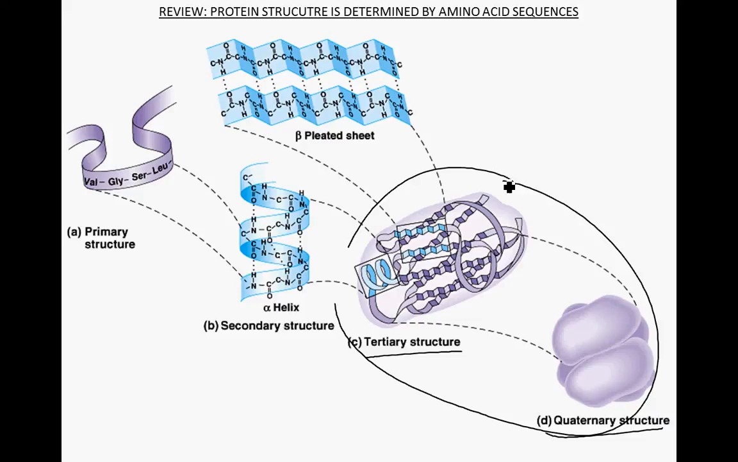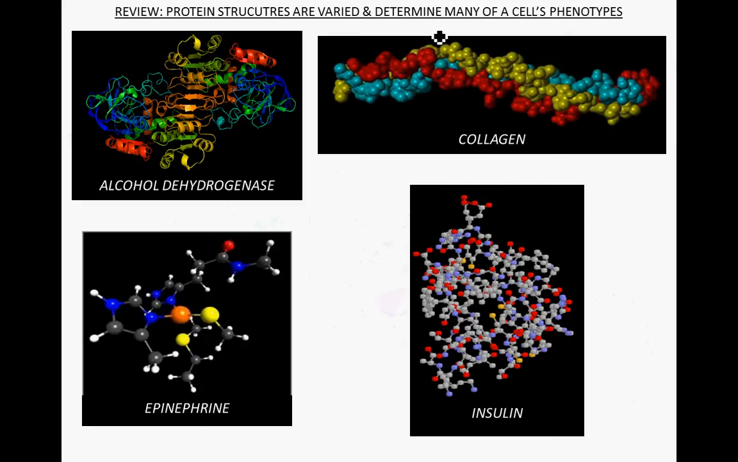Okay, so the amino acid sequence is extremely important here, because this amino acid sequence will determine how that thing folds up, and that thing folding up in 3 dimensions does have some sort of functionality to it. For example, we have different types of proteins here. Some of them are enzymes, like this alcohol dehydrogenase, which is an enzyme.